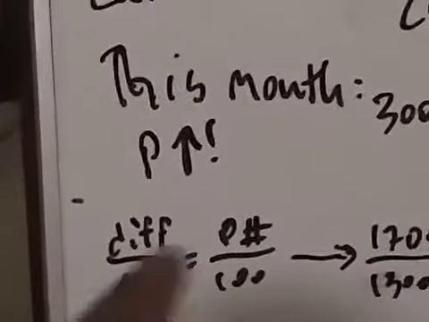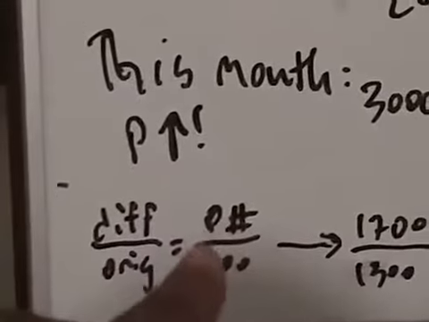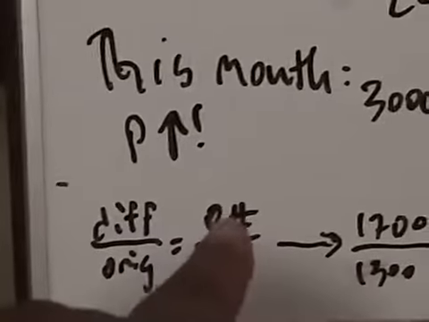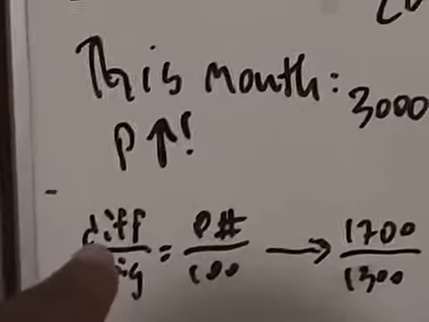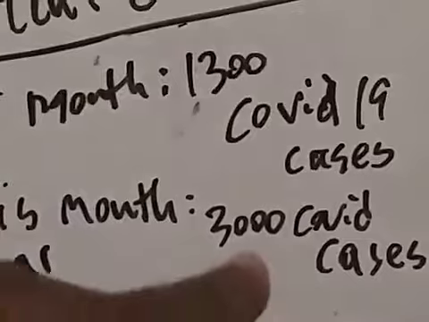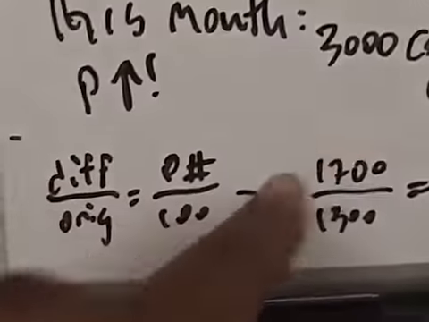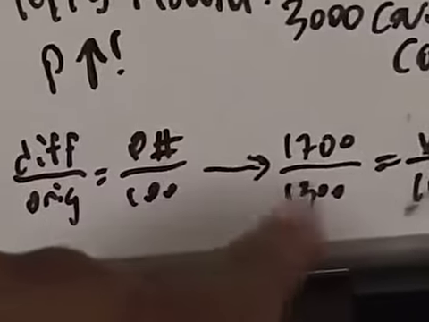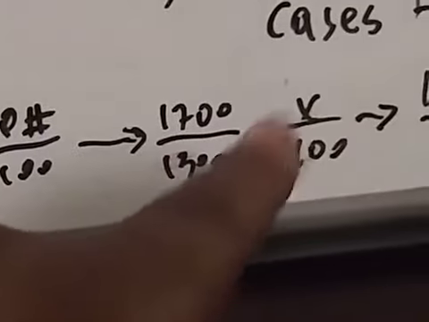The question is, what is the percent increase from one month to the next? When you get percent increase or percent decrease, you do the percent number, which we need to find out, so that'll be X over 100. The difference in the two numbers, between 3,000 and 1,300, is 1,700, and the original is 1,300. So we're looking at this equation: 1,700 over 1,300 equals X over 100.